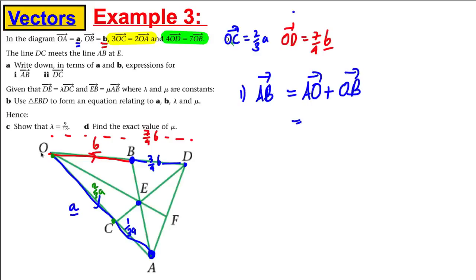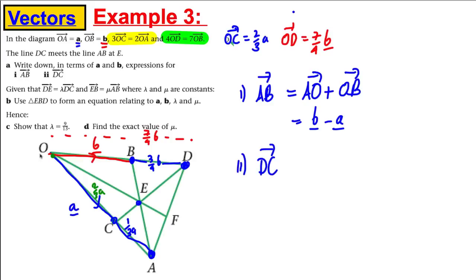Now A to O, the whole thing is A, but we're going in the opposite direction, so it's negative A, and we're going along B. So I'd write that as B subtract A. Okay? And the next part, DC, how would I go from D to C?